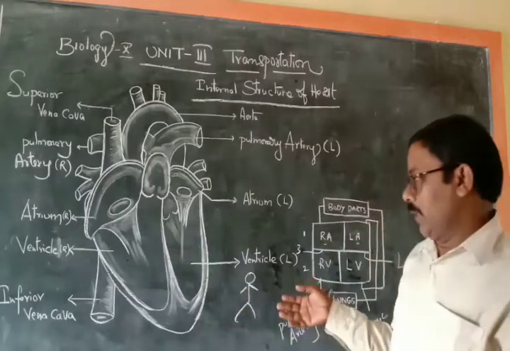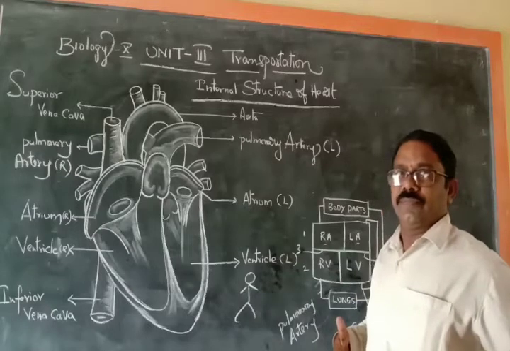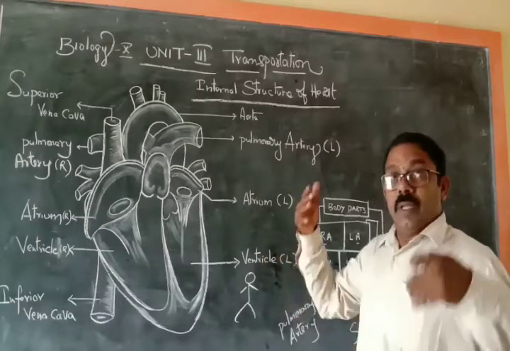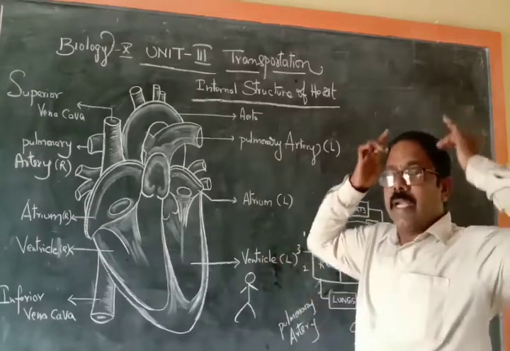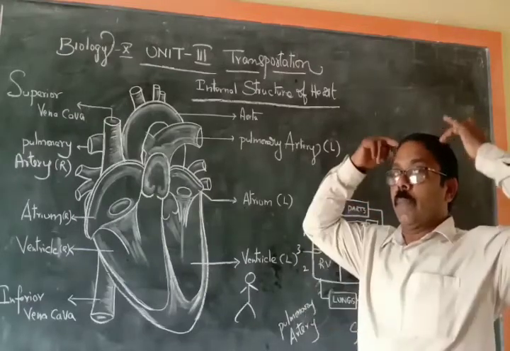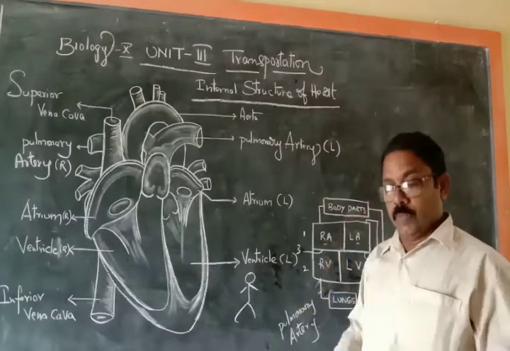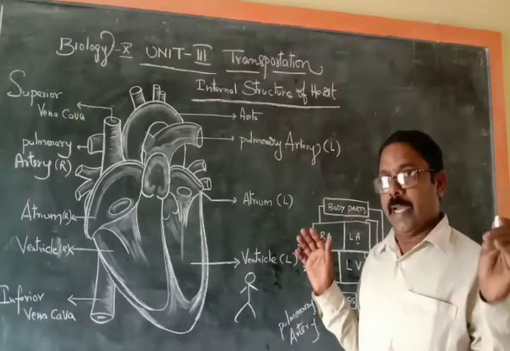Some blood is collected from the lower part of the body, that is the legs and trunk, and some blood vessels collect blood from the head and neck. This is the lower part. This is the upper part. Upper part means neck and head. Lower part means trunk, legs and hands.